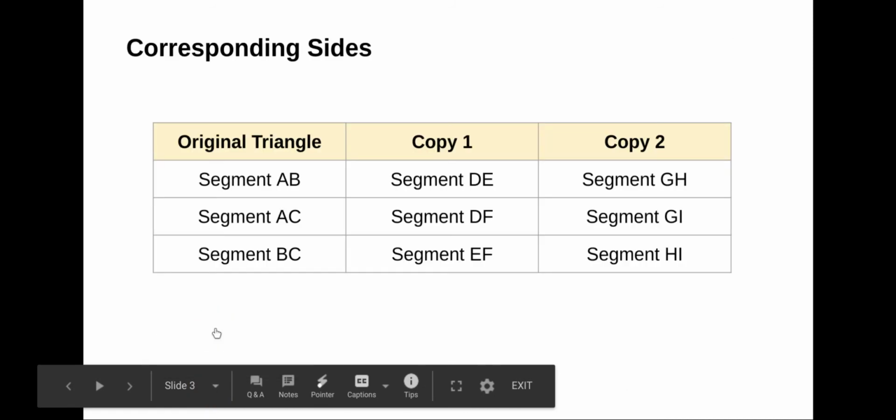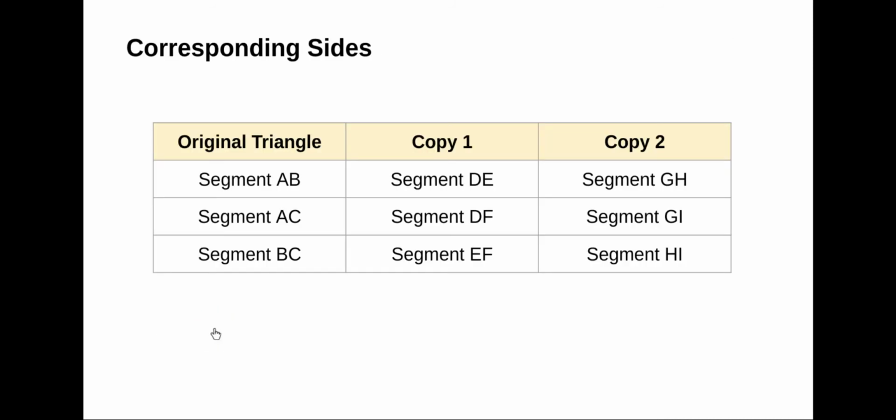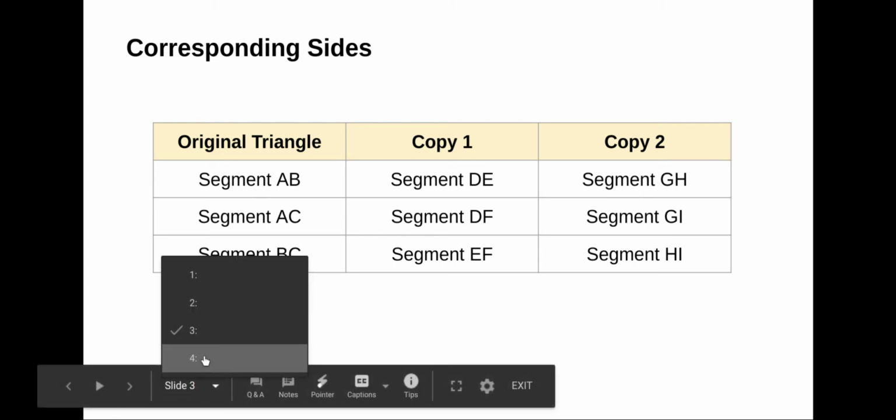And so when we look at our segments here, we see how they correspond. AB corresponds to DE and GH. AC corresponds to DF and GI. BC corresponds to EF and HI. So by knowing what sides correspond to what, then we can bring in the whole idea about scale, which is what I finish up with.